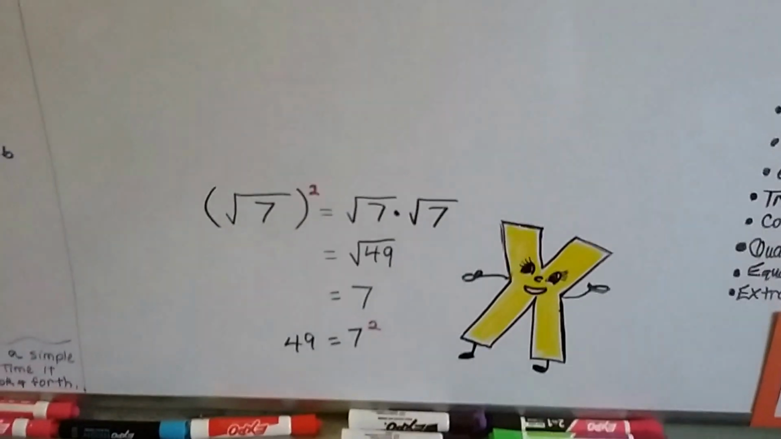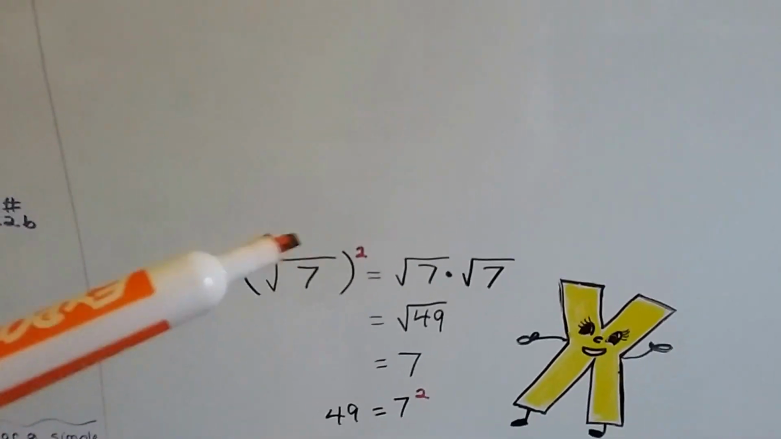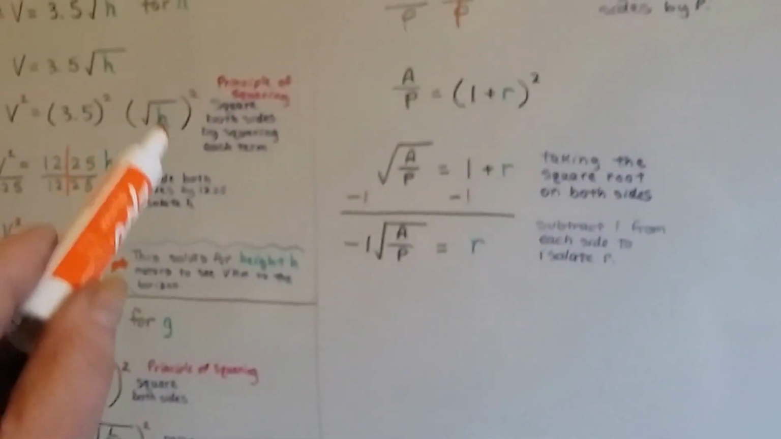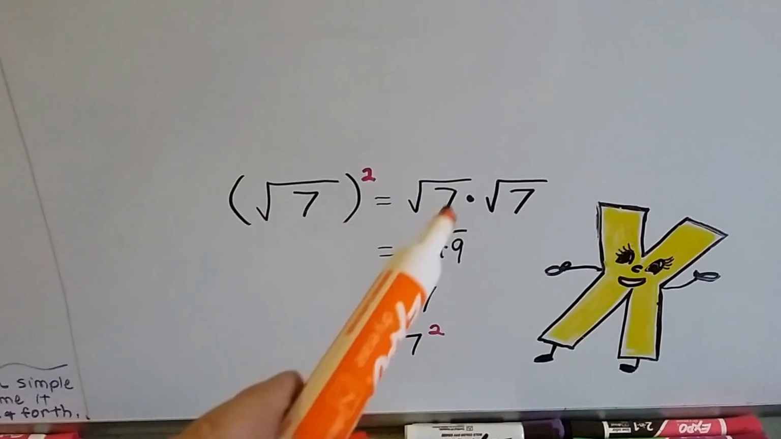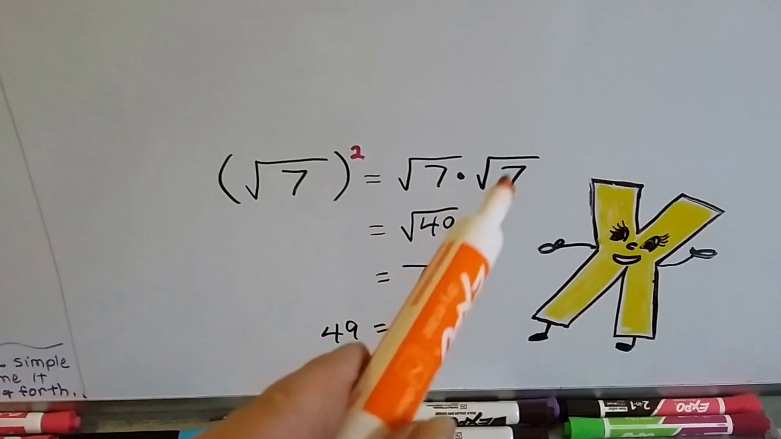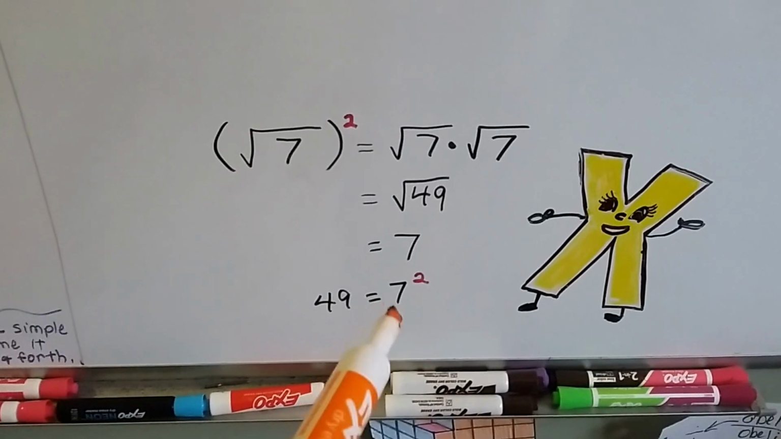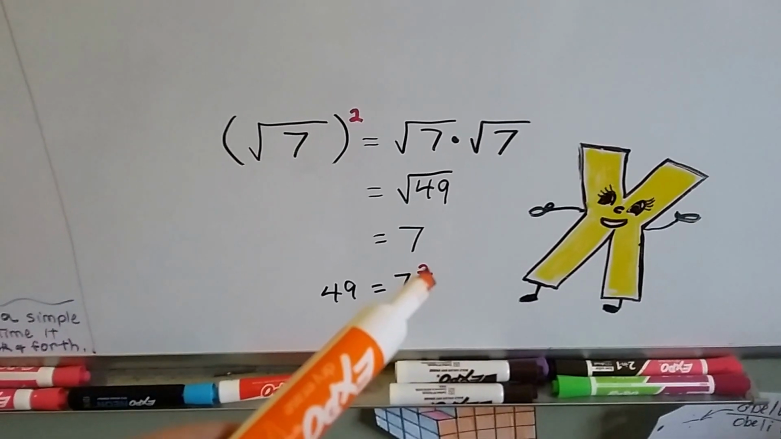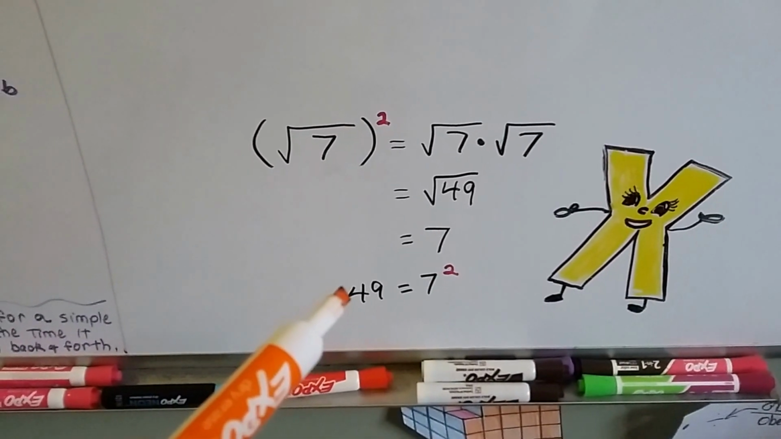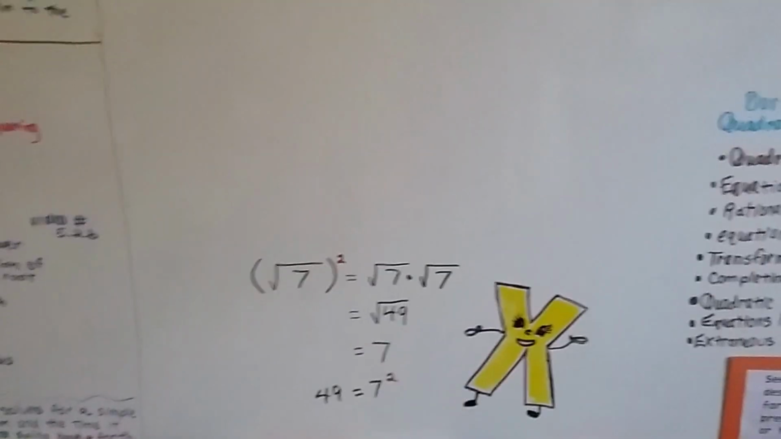I wanted to show you this really quick, and we've covered this many times. When we're doing this, where we've got the square root of h, and then we put it in parentheses, that principle of squaring, what we're doing is we're saying the square root of 7 times the square root of 7. That's all. And when we multiply these, we get the square root of 49. And the square root of 49 is 7. And you can either put this little 2 exponent here to make the 49, or you can put the square root symbol around the 49 and make it a 7. See? It goes back and forth.